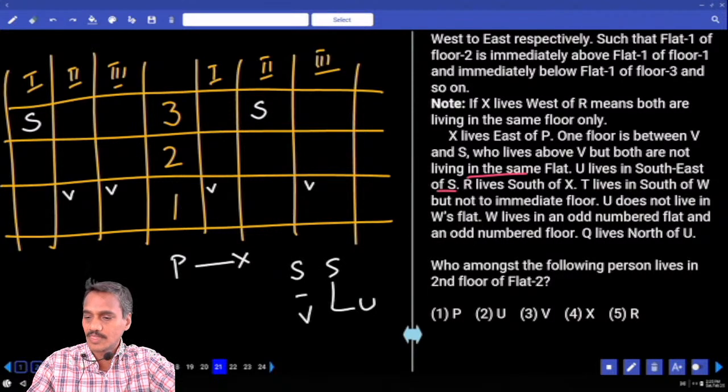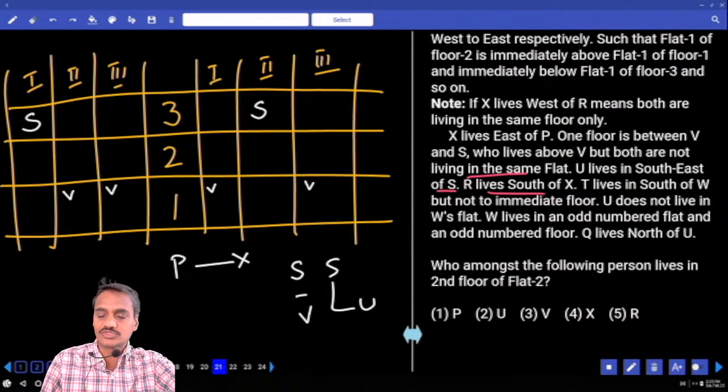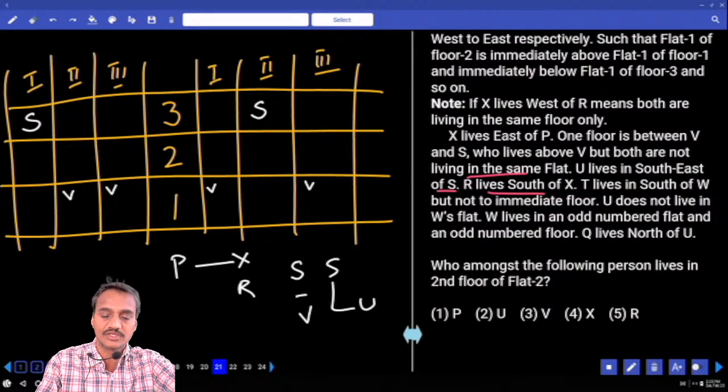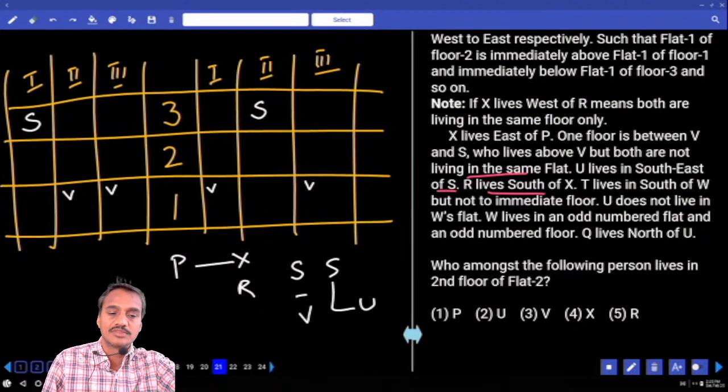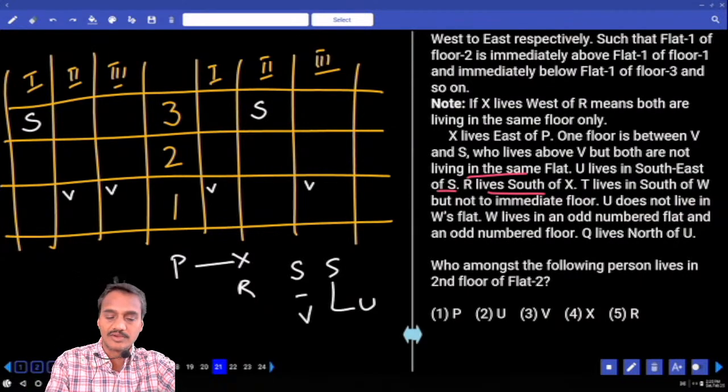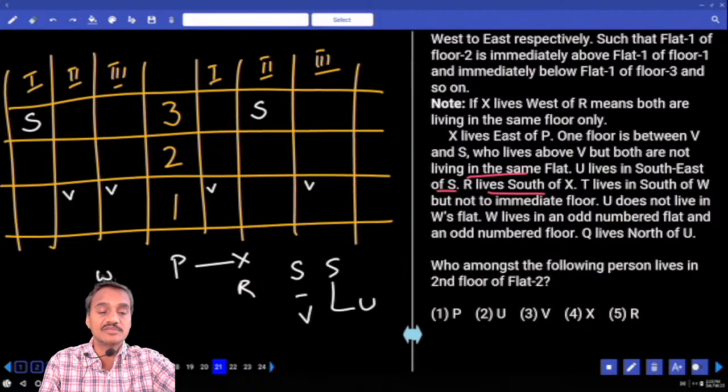And next one, R lives to the south of X. R is to the south of X. As R is to the south of X, that means P and X can be either on the second floor or on the third floor. Then T lives to the south of W.